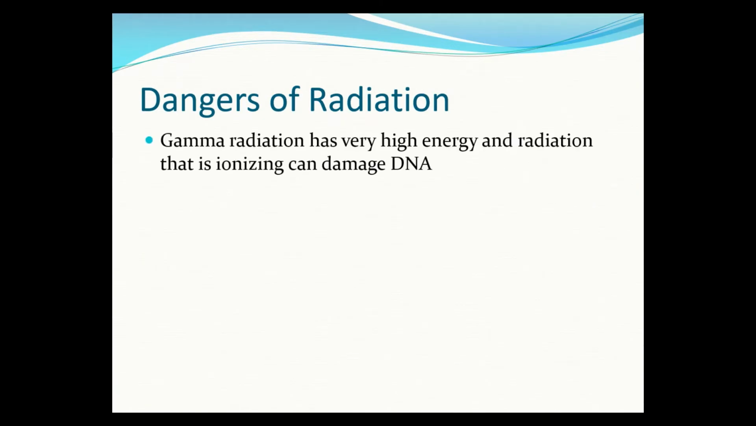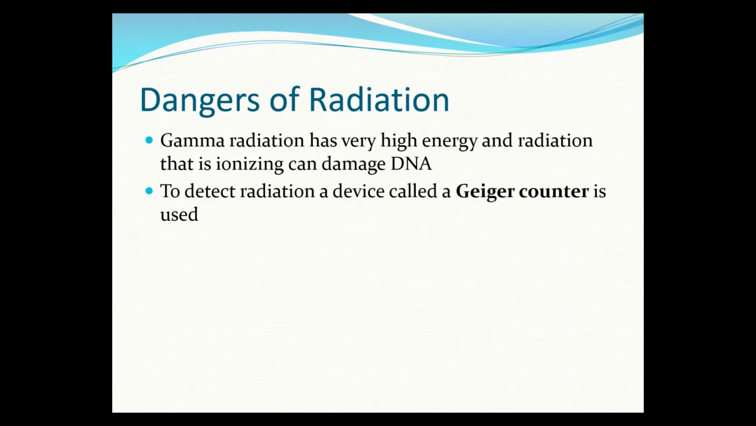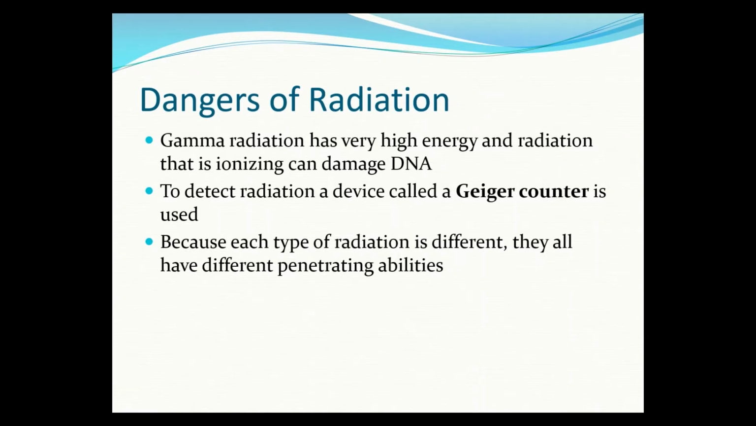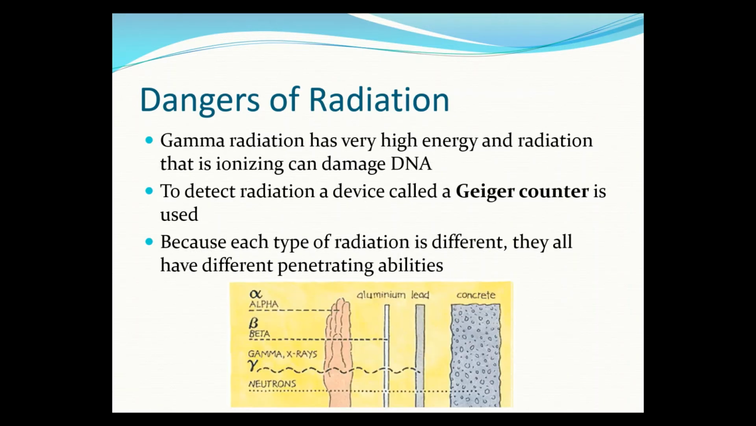Gamma radiation has a very high energy, and it's ionizing radiation that can damage DNA, right? That was at the top of our energy scale when we talked about this in our physics unit. We can use a Geiger counter to detect radiation, and because each type of radiation is different, they all have different penetrating abilities. Alpha is a really big particle, so it can be stopped by a hand. It can be stopped by a sheet of paper. That's what could stop an alpha particle. Beta has a much better penetrating ability, so it could go through your hand, but a little piece of aluminum would stop it.